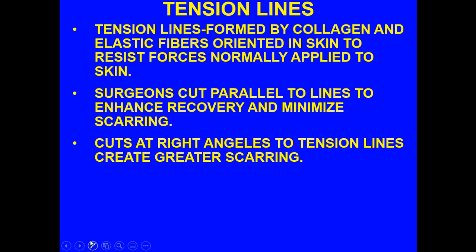Now, with some structures that we're going to see that occur in skin, tension lines. These are formed by collagen and elastic fibers oriented in skin to resist forces normally applied to skin. Surgeons learn about these because they can cut parallel to the lines to enhance recovery and minimize scarring. It's when you cut across all the lines that the injury takes longer and has a greater chance of forming scar tissue to just hold it together.